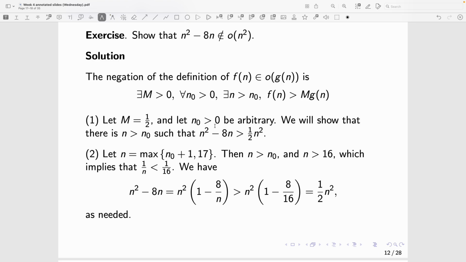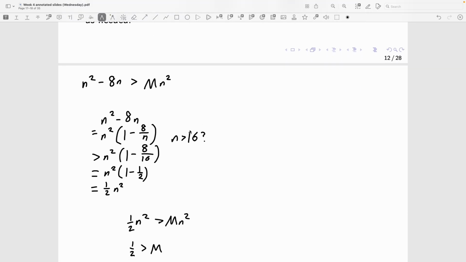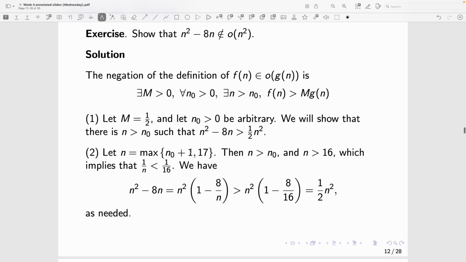You let n naught be an arbitrary number greater than 0. And then we can choose n greater than n naught. And we let it be the maximum of these two expressions, n naught plus 1, because it has to be strictly greater than n naught, and 17, because it has to be strictly greater than 16.